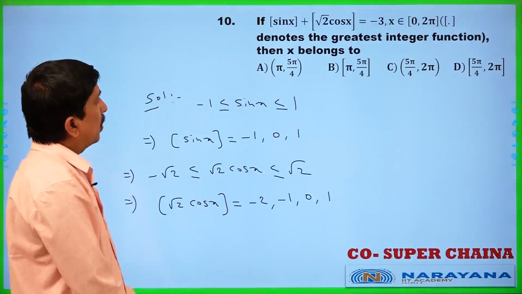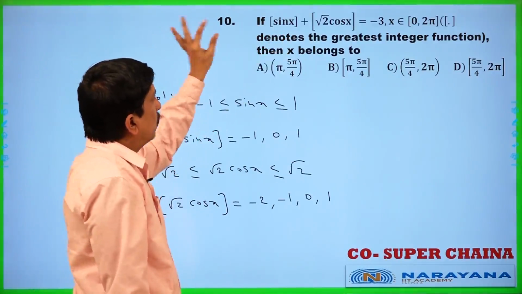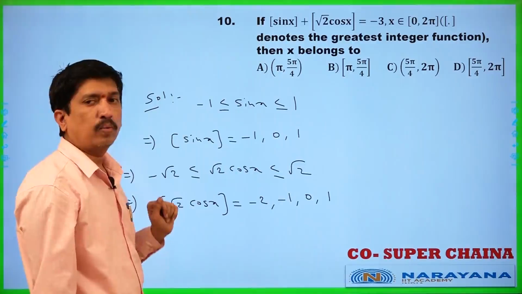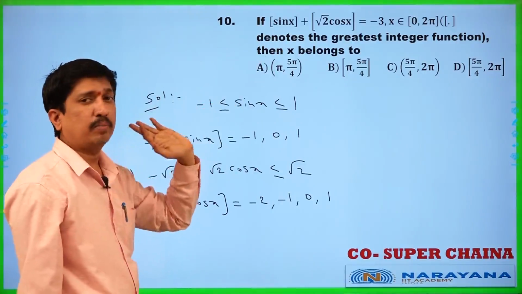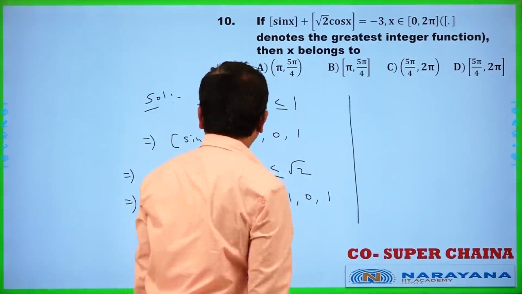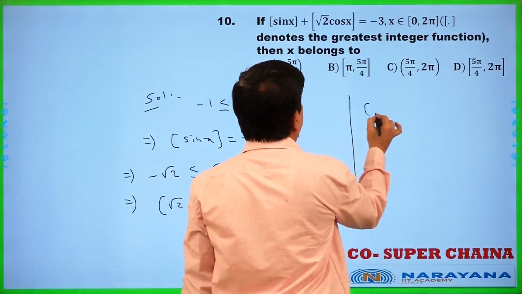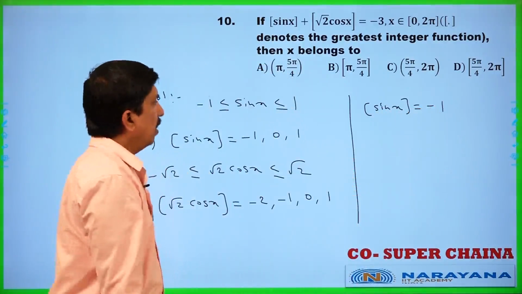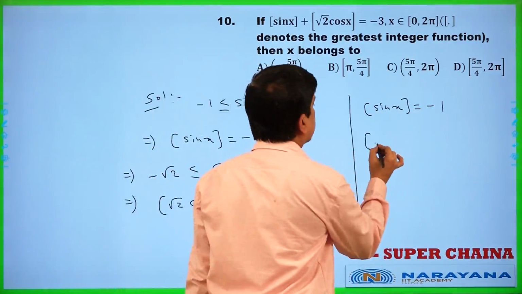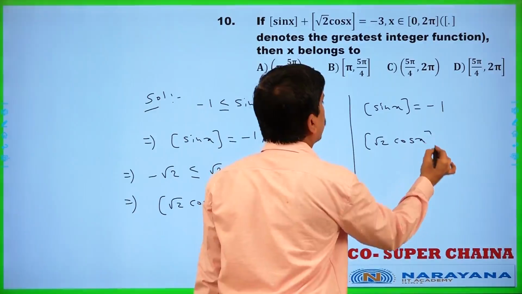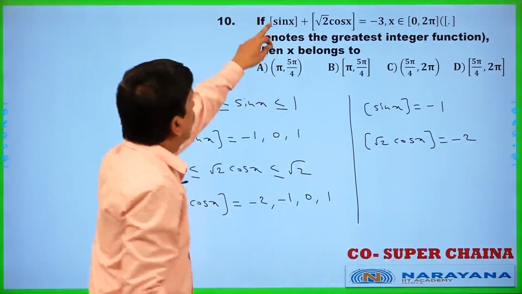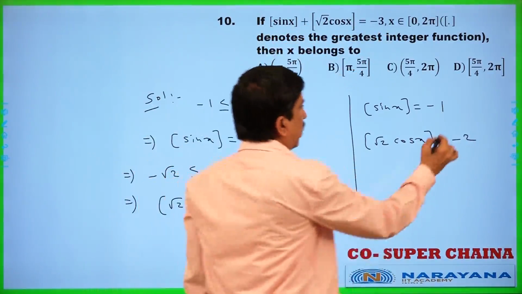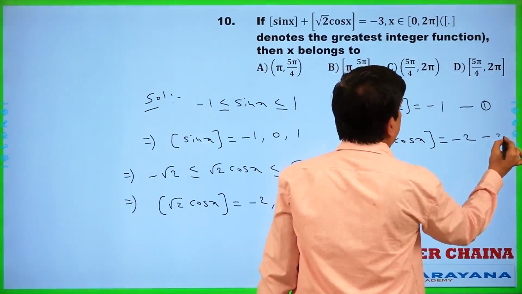Now, once you observe that one, the given equation holds when [sin x] equal to minus 1 and [root 2 cos x] equal to minus 2, then only the given equation is possible, otherwise not possible. Now, I will write that. [sin x] is equal to minus 1 I am taking. Now, [root 2 cos x] is equal to minus 2. Minus 1 minus 2 will become minus 3 only. I will call this equation 1, this equation 2.